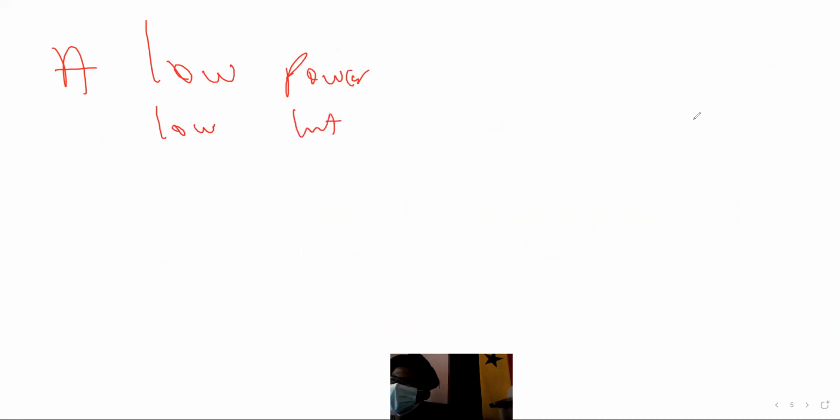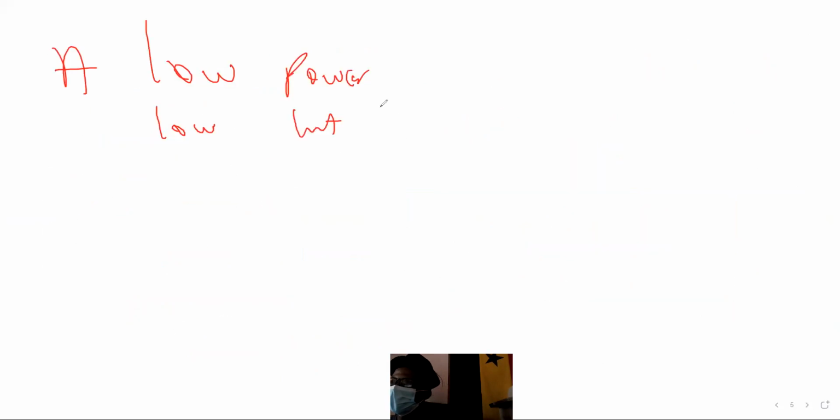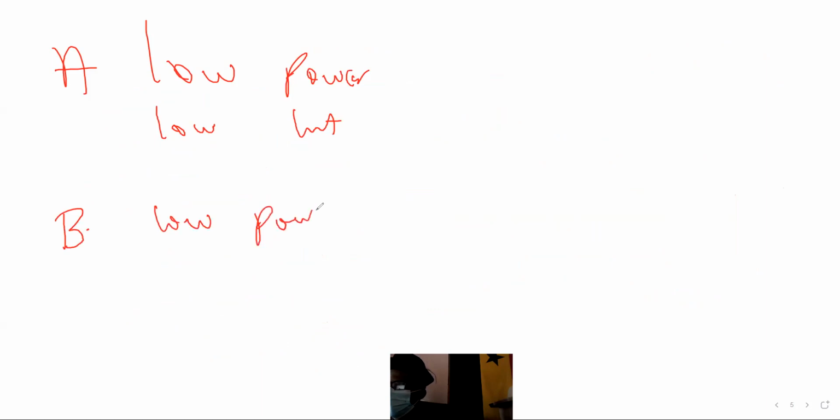Let me keep it again. A is what? Let's go to A. They have low power and low what? Low interest. I want to draw it in a different way. Then I go to another person. Let me bring B here. B, they have low power but high interest.